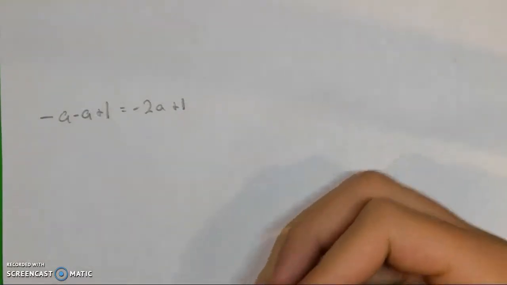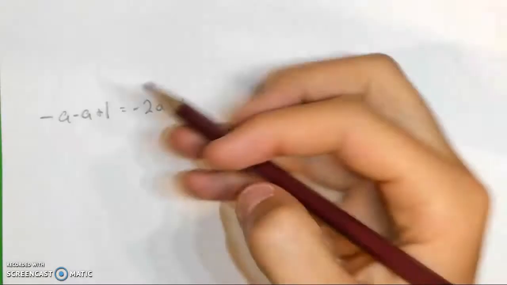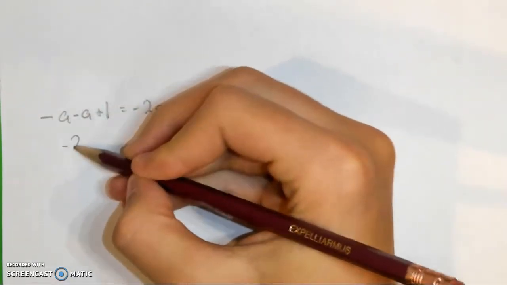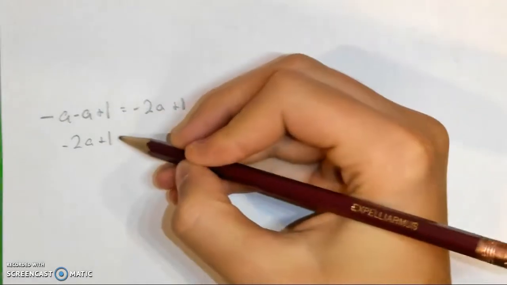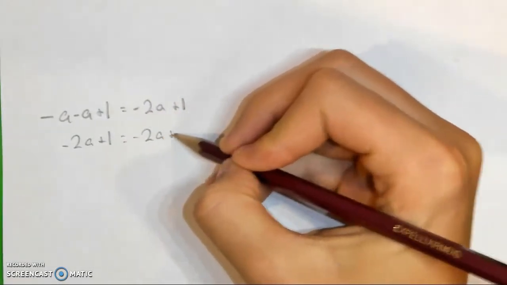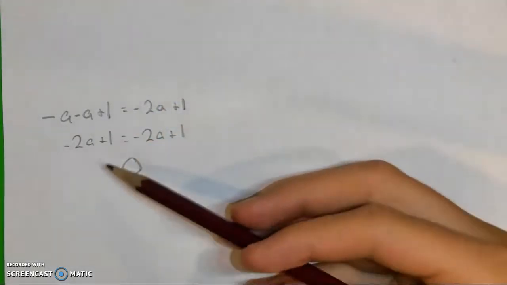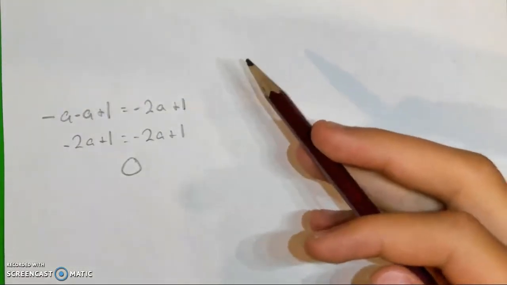So really the key to understanding this is thinking of the letters and the numbers as separate entities and don't combine them. So here, just worry about the two A's. So negative A minus A, negative 2A, and there's the plus 1, equals negative 2A plus 1. And that cancels out and you get 0, because you can plug anything into the A's and they will cancel out and you get 0 for that one.